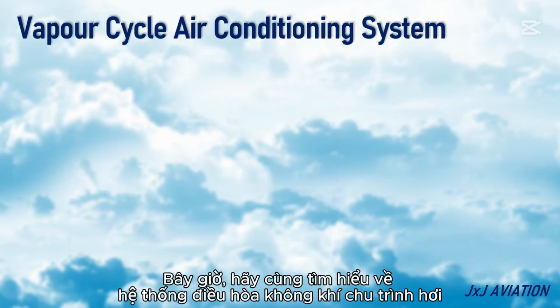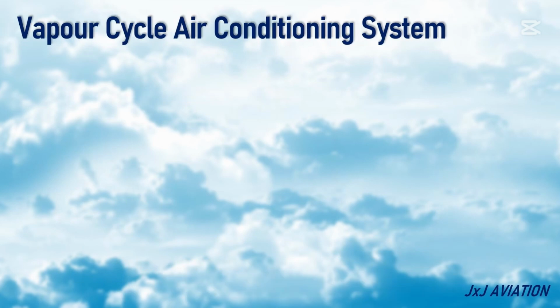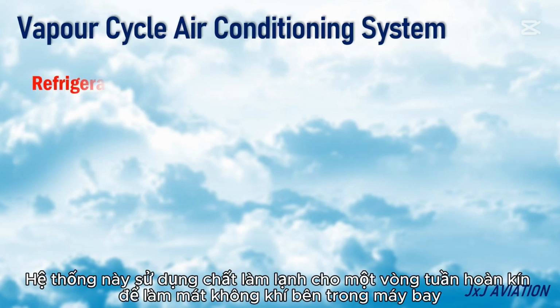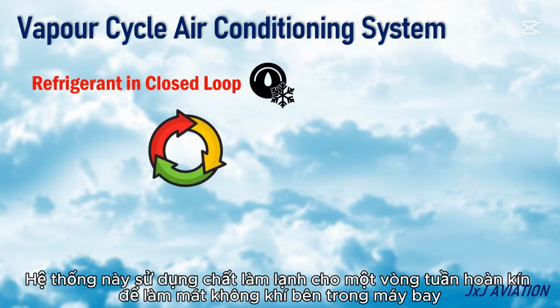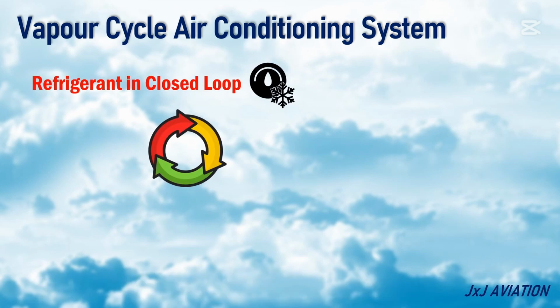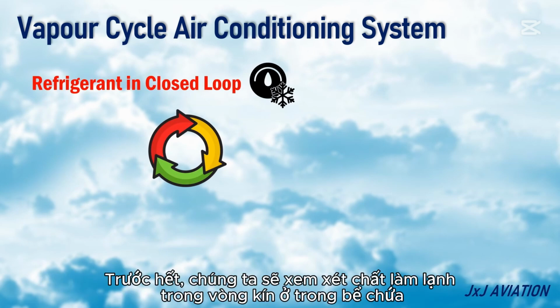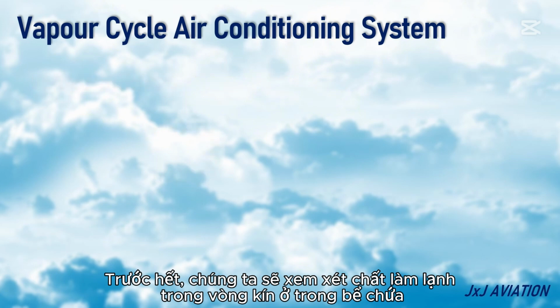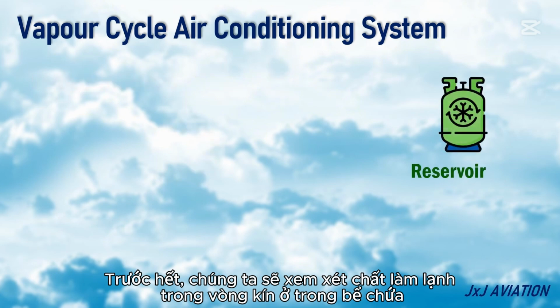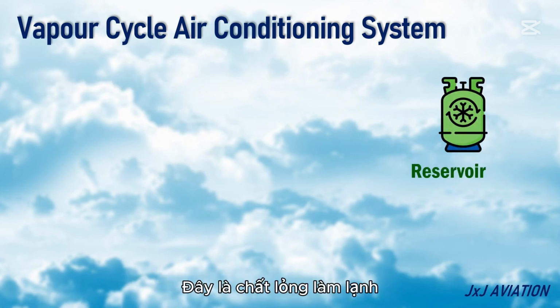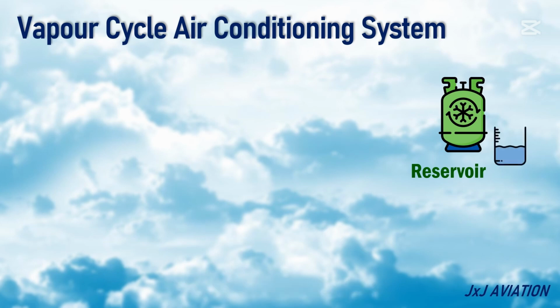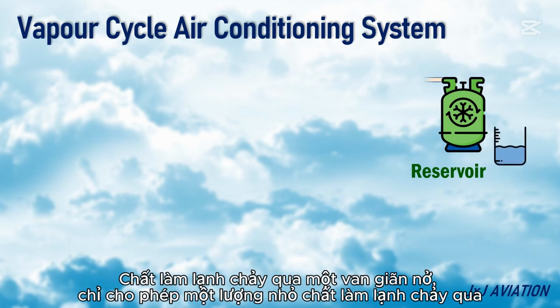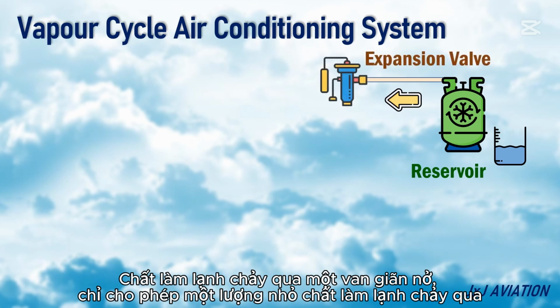Now, let's look at the vapor cycle air conditioning system. This system uses a refrigerant in a closed loop for cooling the air inside the aircraft. Initially, let's consider the refrigerant in the closed loop in the reservoir. Here, the refrigerant is in the liquid state. The refrigerant flows through an expansion valve, which allows only a small quantity of refrigerant to flow through.